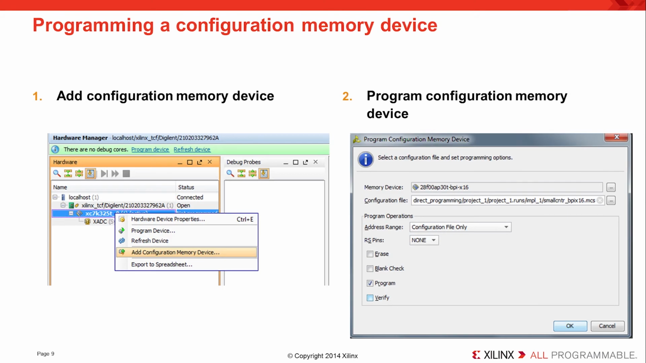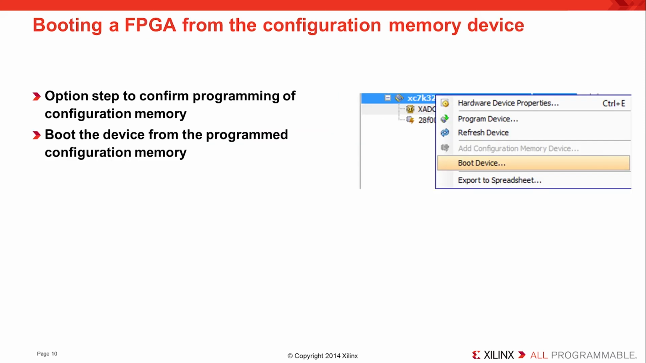Now that we have the MCS file we need, we can open up the hardware manager to configure the memory device. The first step is to add the configuration memory device we have on your board. We'll select FPGA, right-click, and select Add Configuration Memory Device. Then we'll pick the correct part to align with what is on your board. Next, we'll program this part with the MCS file we created earlier using write-cfg-mem, or write-config-mem.